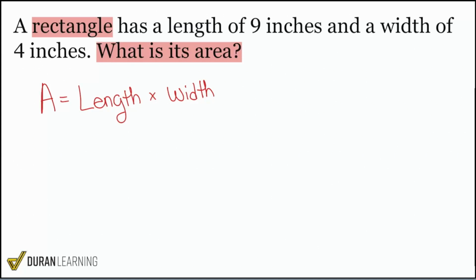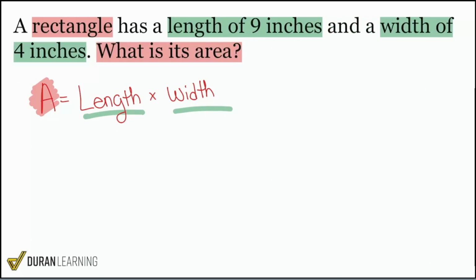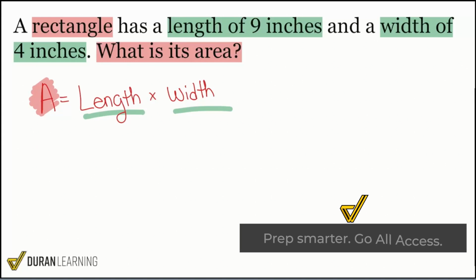And now that we know we're trying to find the area, your goal is to find the length and find the width. Luckily, in this question, they give it to you. We get the length of 9 inches and the width of 4. So all we got to do is just plug this in and move on, and we're fine. We're good. But for a problem that gets a little tougher, we got to keep a lookout.